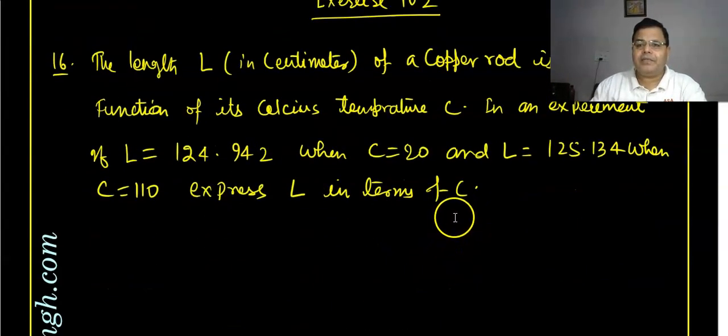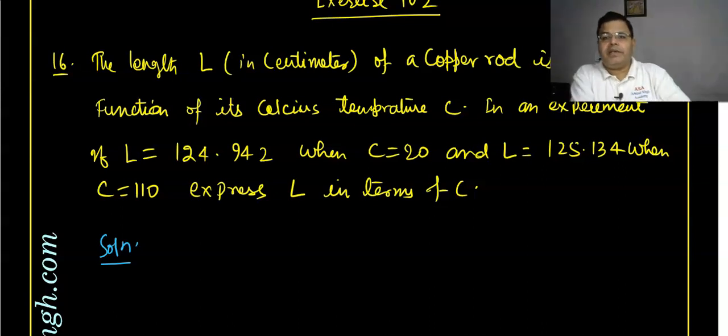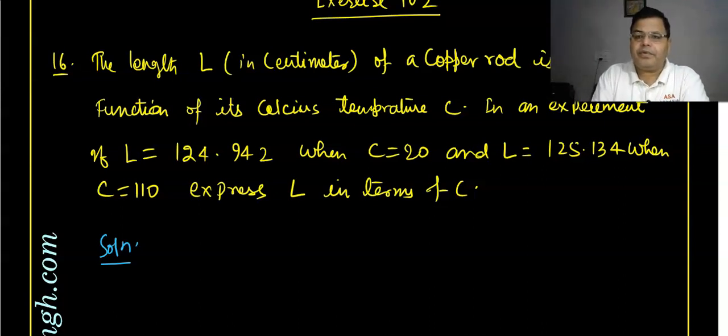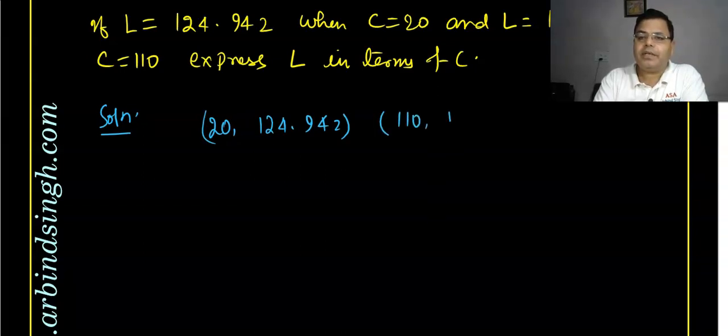So here L and C are variables, and two points are given, so we can find the equation of the line. L depends on C, so C is the independent variable and L is the dependent variable. When C is 20, then L is 124.942, and another point is when C is 110, then the length is 125.134. So using these two points, find the equation of the line using the two point form.